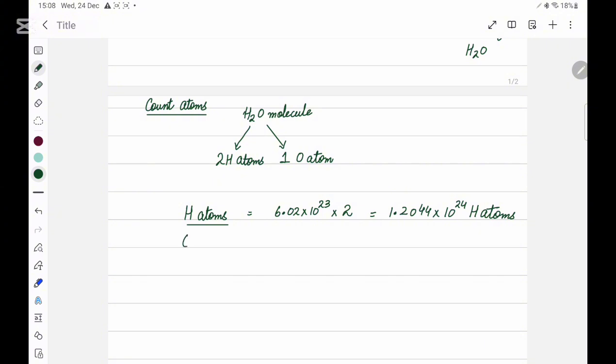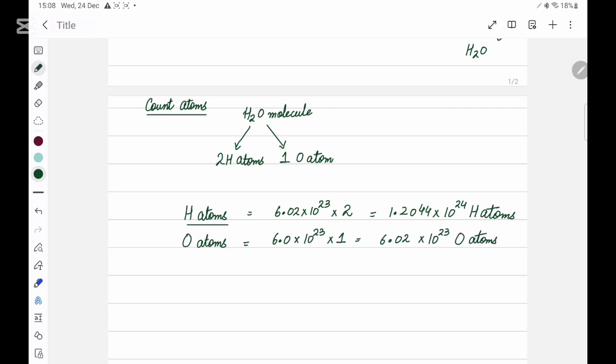If you want to count oxygen atoms, how many oxygen atoms will there be? We know that it contains only 1 oxygen atom, so I'm just going to multiply by 1 only. That becomes 6.02 times 10 raised to power 23 oxygen atoms.